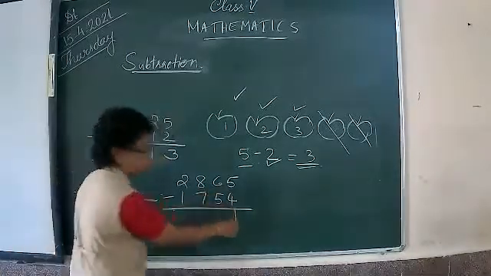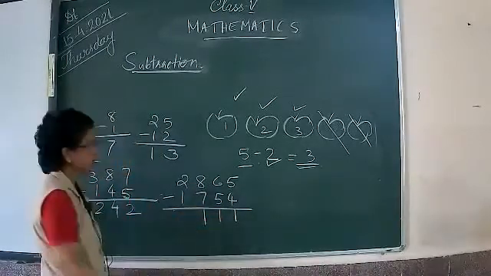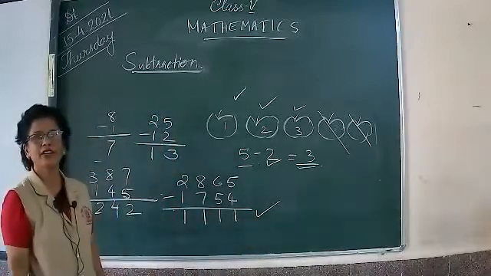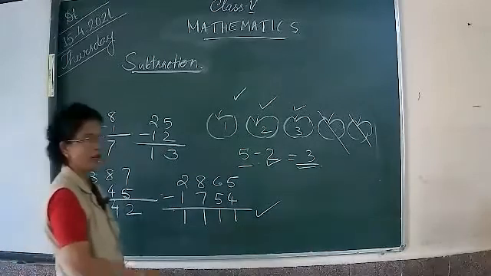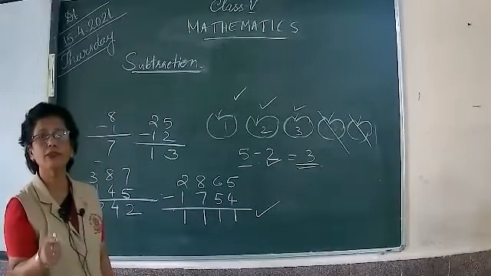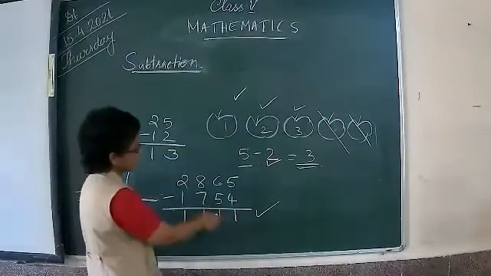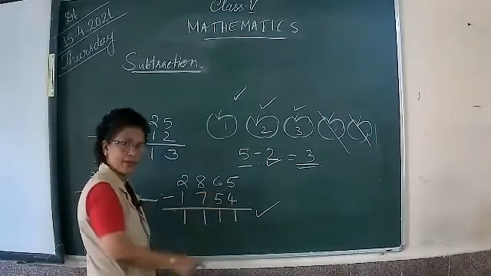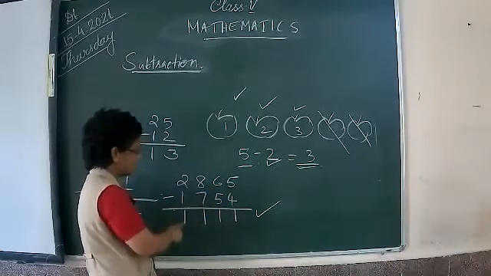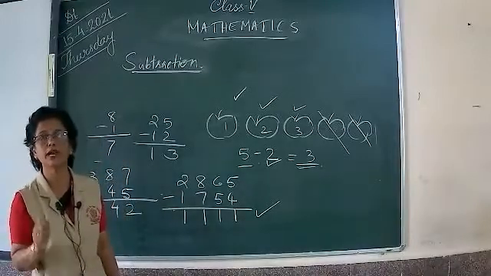5 minus 4, 1. 6 minus 5, 1. 8 minus 7, 1. 2 minus 1, 1. How many of you got that answer? Very good. Congratulations. So when you subtract, children, it is important that you confirm whether your answer is correct or not. How will you confirm? Look here. 1 plus 4, 5. 1 plus 5, 6. 1 plus 7, 8. 1 plus 1, 2.